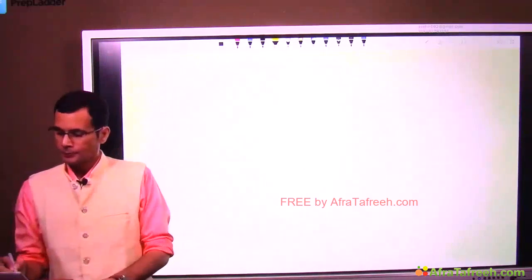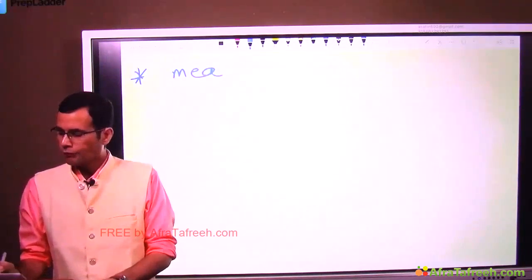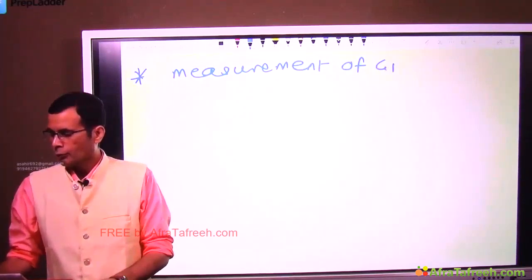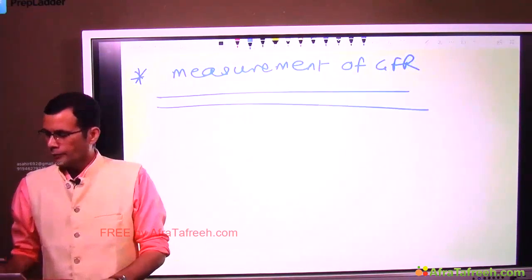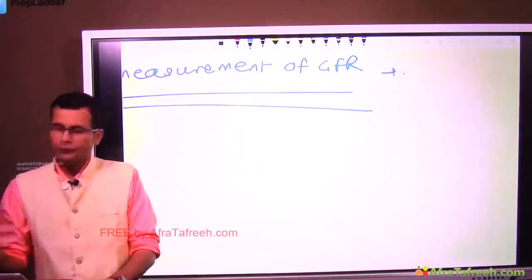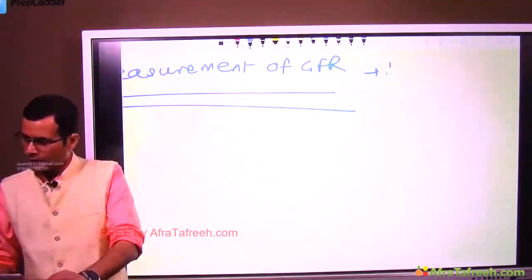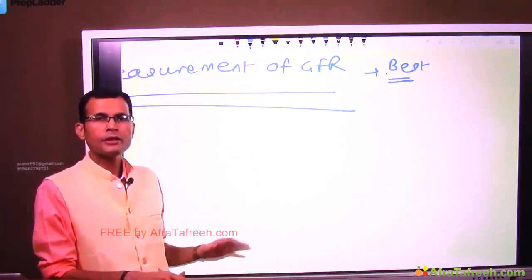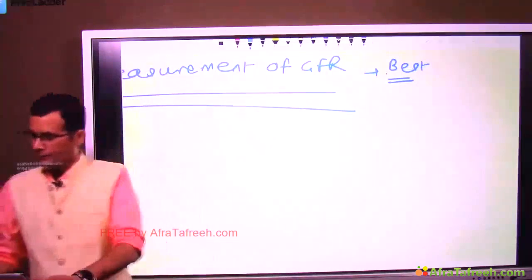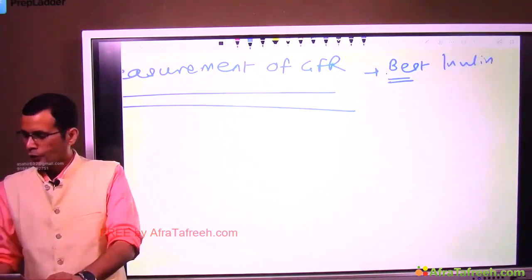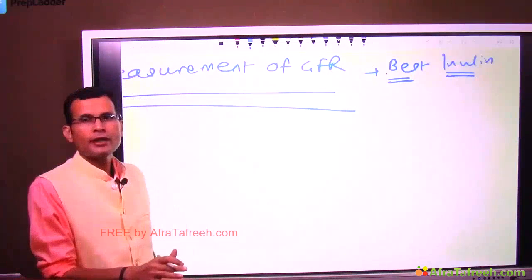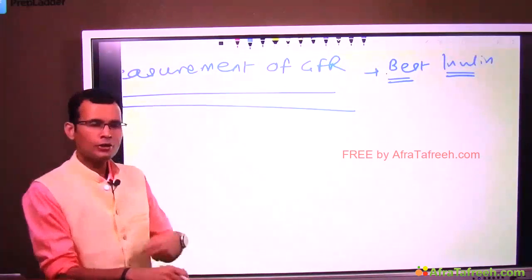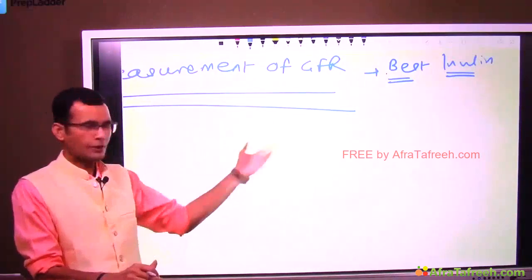Now let's see measurement of the GFR. The best substance that we can use to measure the GFR is inulin. And why is that? Look, inulin is a fructopolysaccharide, a polymer of fructose. And inulin is not generated in the body. It has to be injected.